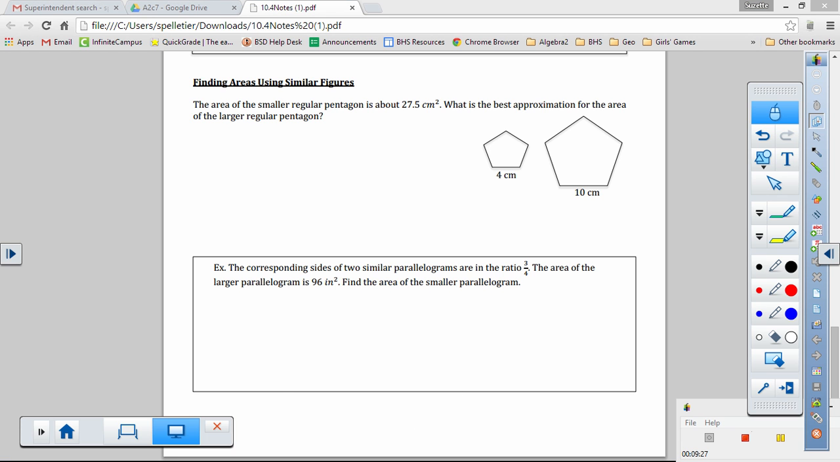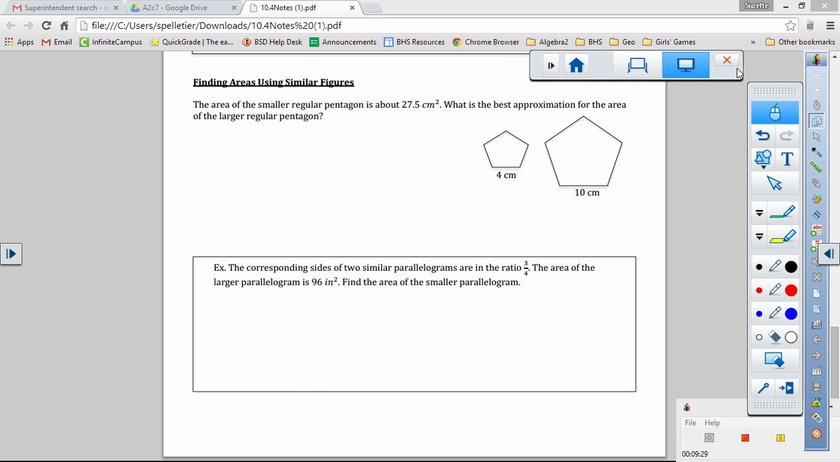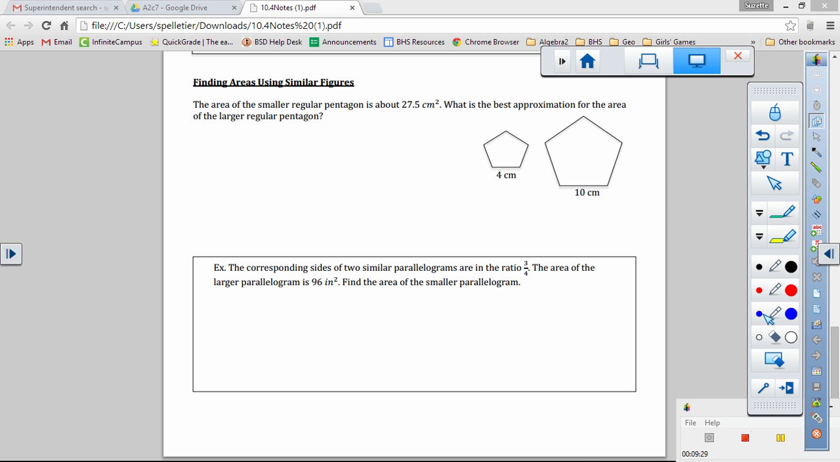So let me get this box out of the way for now. The corresponding sides of 2 similar parallelograms are in the ratio 3 to 4. So step number 1, a to b is 3 to 4. Good so far? Step 2, the area of the larger pentagon. So this is larger. I need to find the area of the smaller. That's what I'm searching for. Okay, so let's find the area proportion, so I can then go ahead and set up my problem.